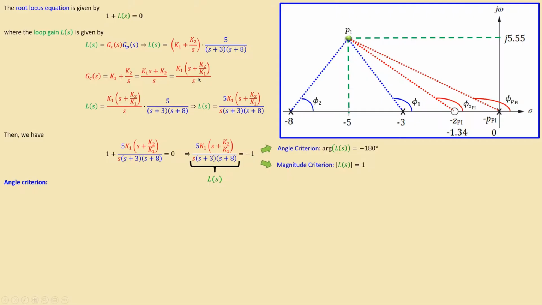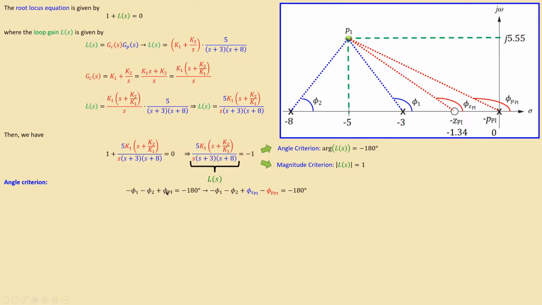There is also a pole, of course. This pole is just at the origin, and it is the pole of the PI controller. Those also have associated phases, so we will use that later on. The angle criterion says the following. If I need the argument of this loop transfer function to be equal to -180 degrees, then all the phases summed together must also be -180 degrees. So I have phi1, phi2, phi pi and phi zpi, which I equate to -180 degrees.